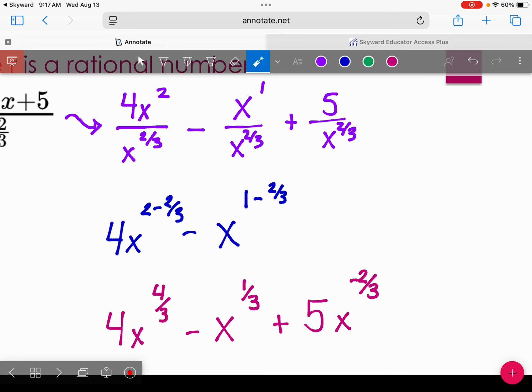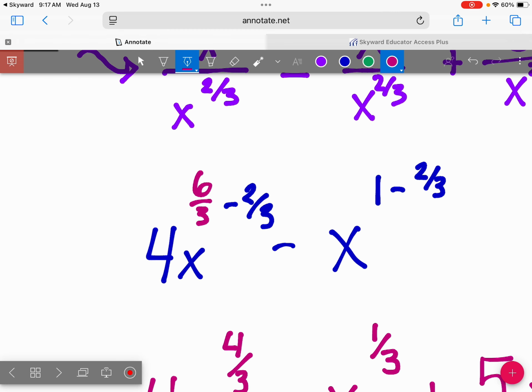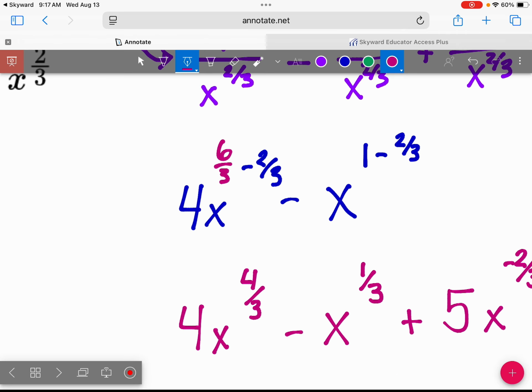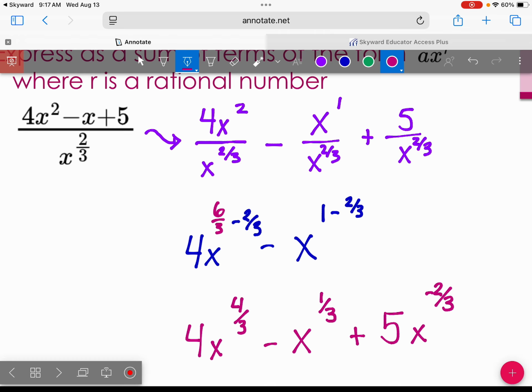I'm confused. Which part? The first one. How did it go from 2 minus 2/3 to 4/3? Think of it, if we need a common denominator, 2 expressed as thirds would be 6/3. Yes? 6/3 minus 2/3. Okay? Understood. When in doubt, think of it as needing to get them to a common denominator.